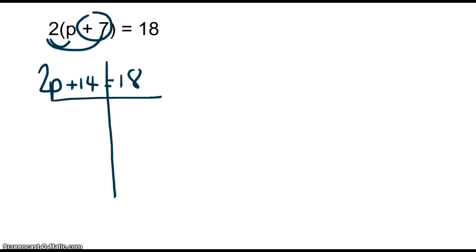We are going to create our t-chart. We're going to isolate the variable, which is our p, meaning get it by itself, and we're looking to move the thing that is connected to the 2p, which is plus 14. So we're going to do the opposite, which is subtract 14 on both sides. So now I have 2p equals 18 minus 14 is 4. Divide both sides by 2 because it's 2 times p.